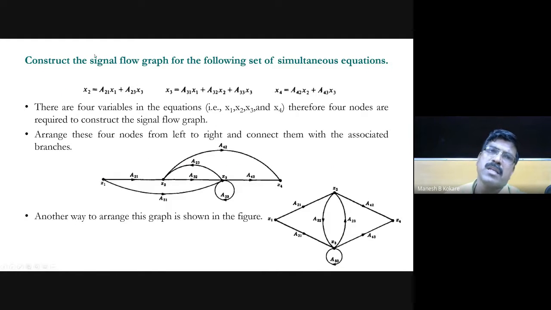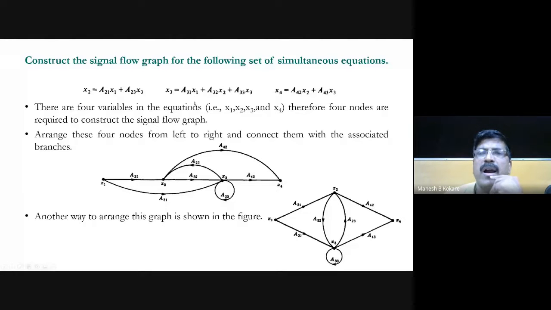Now construct the signal flow graph for the following set of simultaneous equations. For example, this is one equation, this is another, and this is the third. You have to know how many variables there are. x1 is one variable, x2 another, x3 the third, and x4 the fourth, so in total there are 4 variables. So we have drawn 4 nodes, x1, x2, x3 and x4.